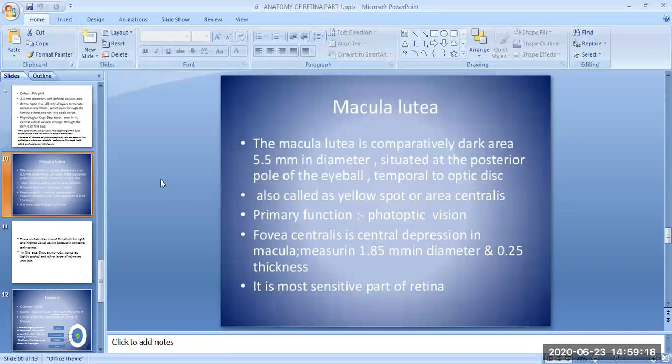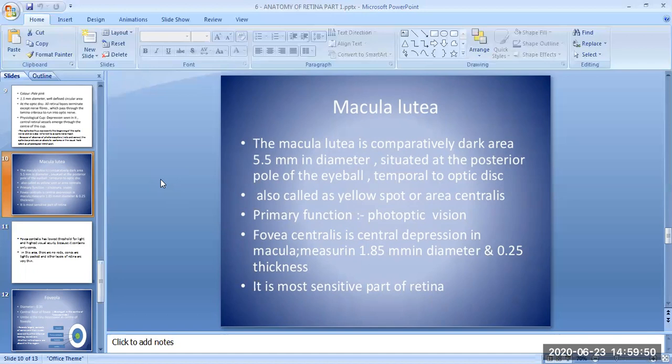Then what is macula lutea? The macula lutea is a comparatively dark area, 0.5 mm in diameter, situated at the posterior pole of the eyeball, temporal to the optic disc. It is also called the yellow spot. It is a color of deeper red than the surrounding fundus. Okay, and it is also called the area centralis. The primary function of macula lutea is the photopic vision.